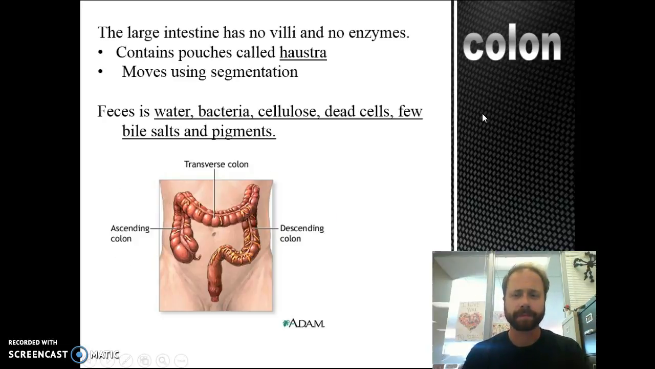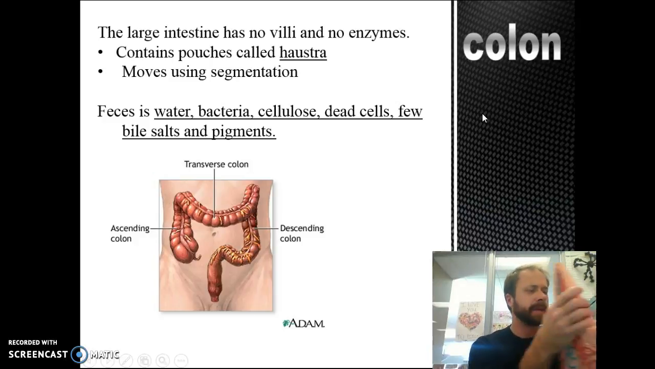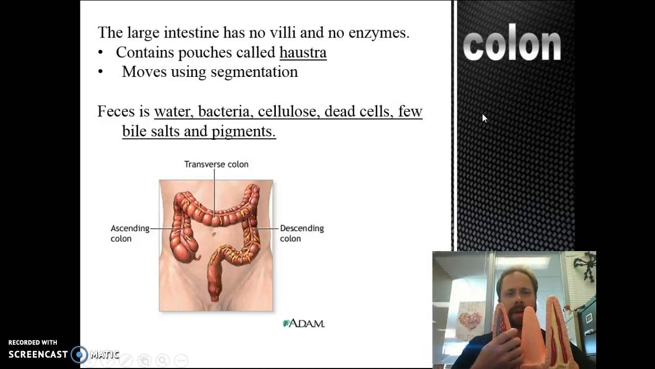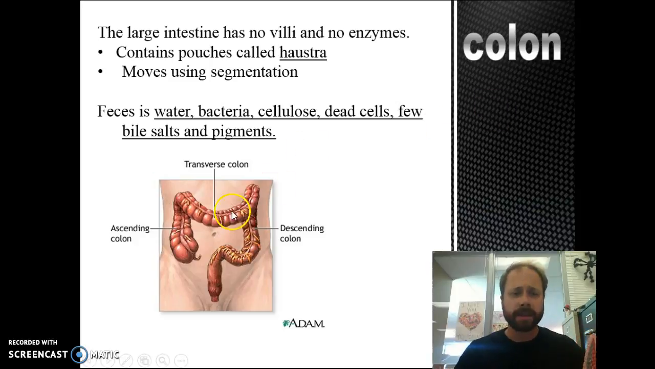Now, the large intestine has no villi, right? It has none of these big bumps along in there, and it has no enzymes either. But it does contain pouches called haustra. Now, those haustra, these little bumps here, right? That's how we're going to move along the food, using segmentation.